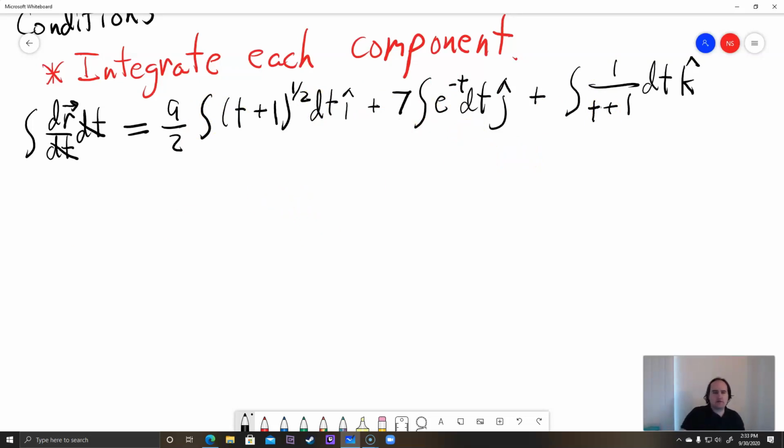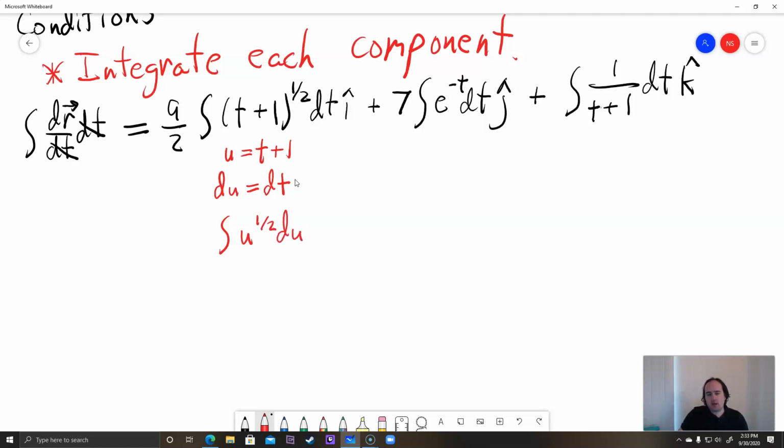Okay, so let's start with the first component. Here u equals the inside of our composite function, so here u is going to be t plus 1, which means that du equals dt. So for our first component, we're actually just going to be integrating u to the 1/2 du, which is just going to involve using the power rule.